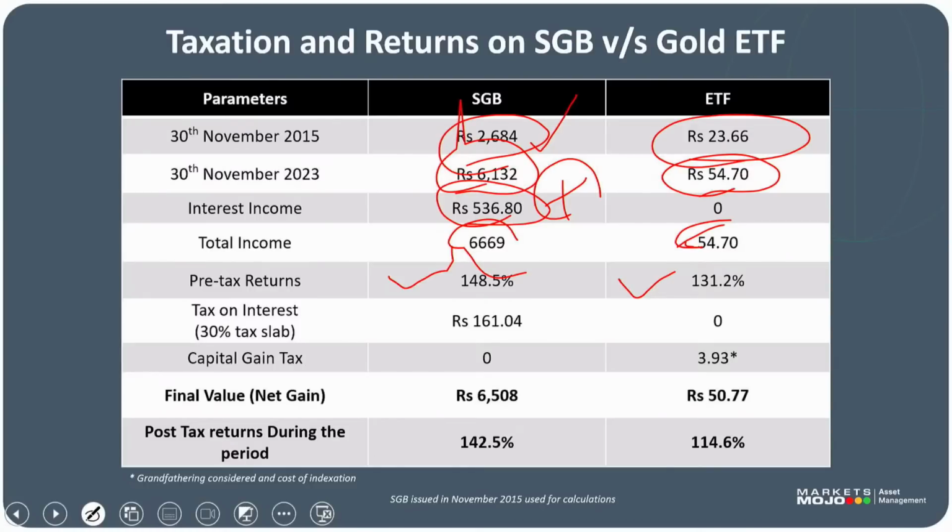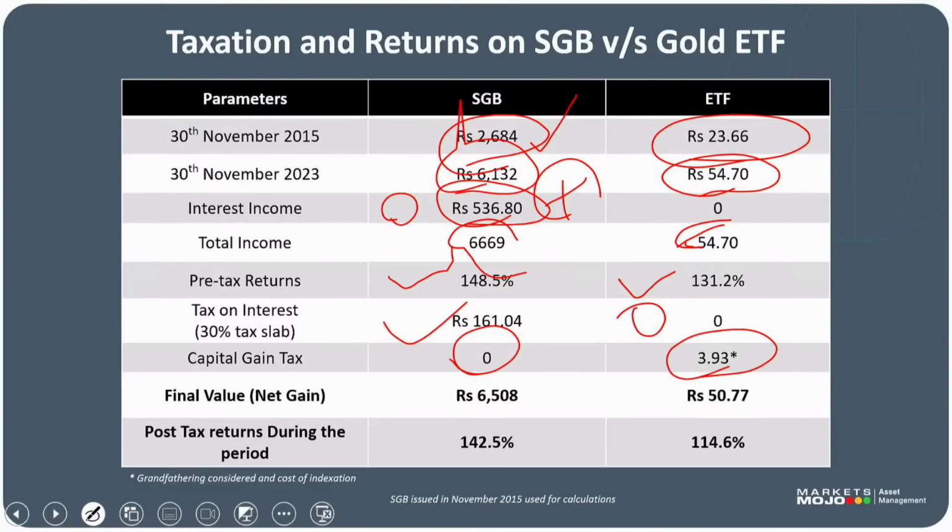But we all pay tax, am I right? I've assumed that when you invest in SGB, you earn at the 30% slab rate. So the tax you paid on interest is 161 rupees. Why? Because you would have earned this 536 rupees, and 30% tax on it is 161. While on ETF there is no interest, so there is no tax on that. Since you hold till maturity, you paid 0 capital gain tax. But here, you paid 3 rupees 39 paisa as tax.